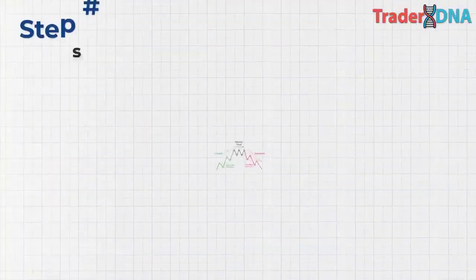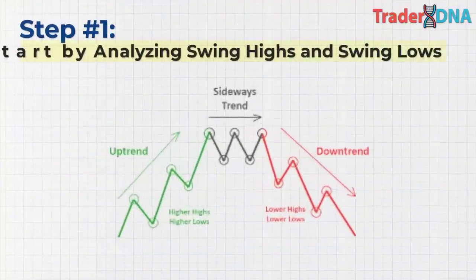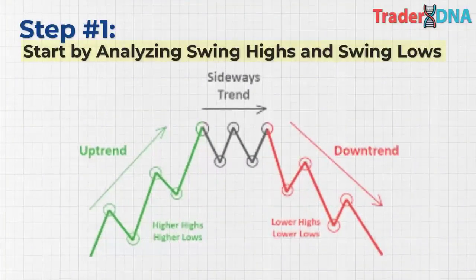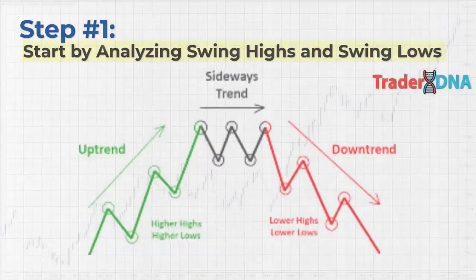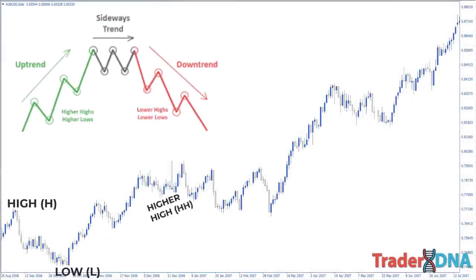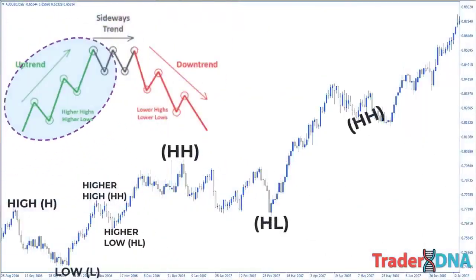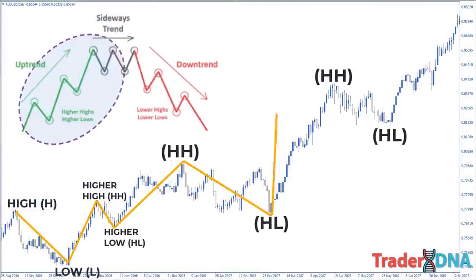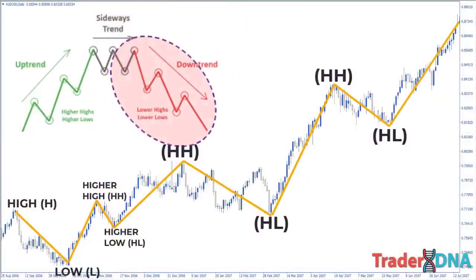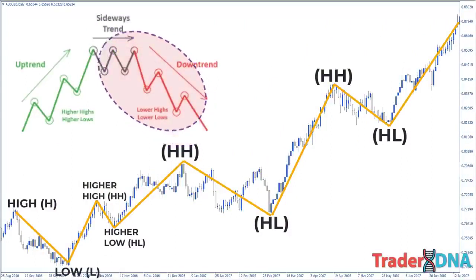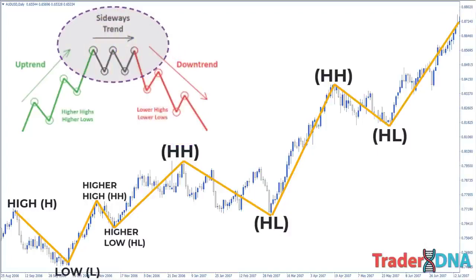Step 1. Start by analyzing swing highs and swing lows. Every time you open a chart, begin by studying the relationship between swing highs and swing lows. In an uptrend, price movements will show a series of higher highs and higher lows. Conversely, in a downtrend, price movements will display a sequence of lower lows and lower highs. However, if there's no clear direction or you can't identify a distinct trend, then we're in a ranging market.